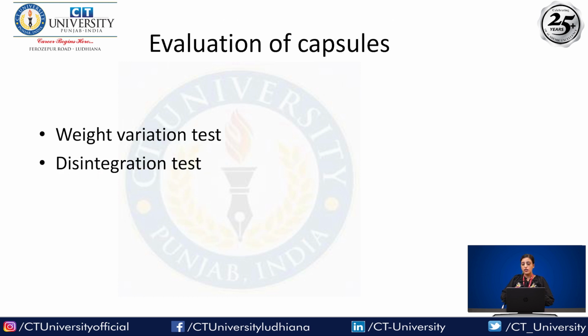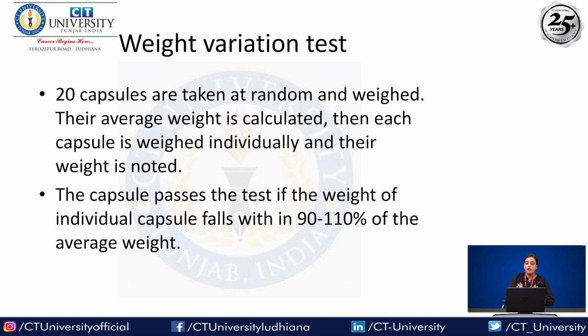Next is evaluation of capsules. I just want to discuss the weight variation test and the disintegration test. The weight variation test is taken only for the capsule. In the weight variation test, 20 capsules are taken randomly and weighed, and then their average weight is calculated. Then each capsule is weighed individually and its weight is noted.